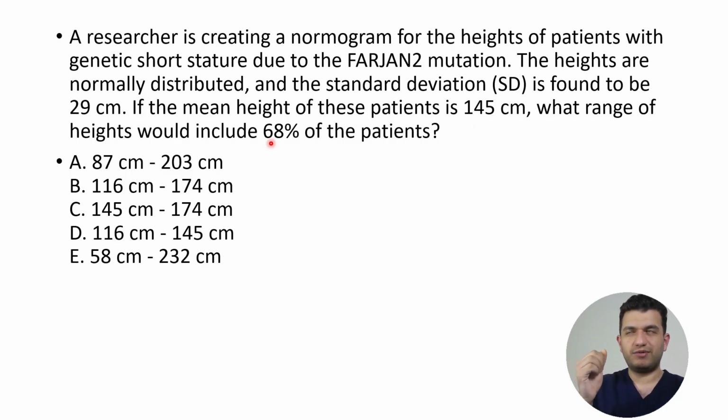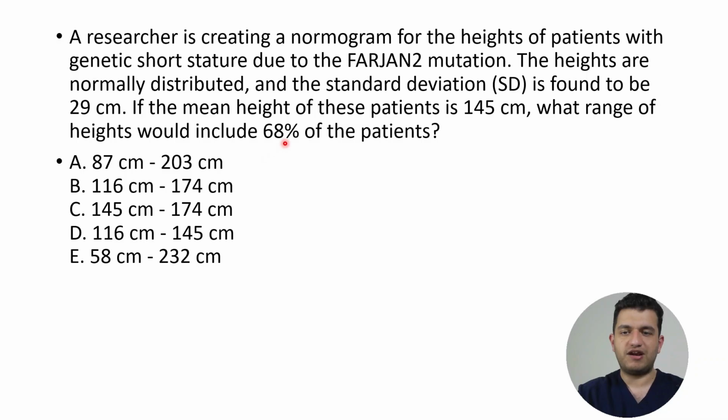So knowing, because you have memorized it and you just understood it, that 68% basically says mean plus minus a standard deviation. That's the range where 68% of people exist. So you will take your mean, add standard deviation to it, that's going to be your upper limit, and take your mean minus your standard deviation, that will be your lower limit, and the answer will end up being B, because 145 plus 29 is 174, and 145 minus 29 is 116. So that's how you answer this question. I hope you got it right.